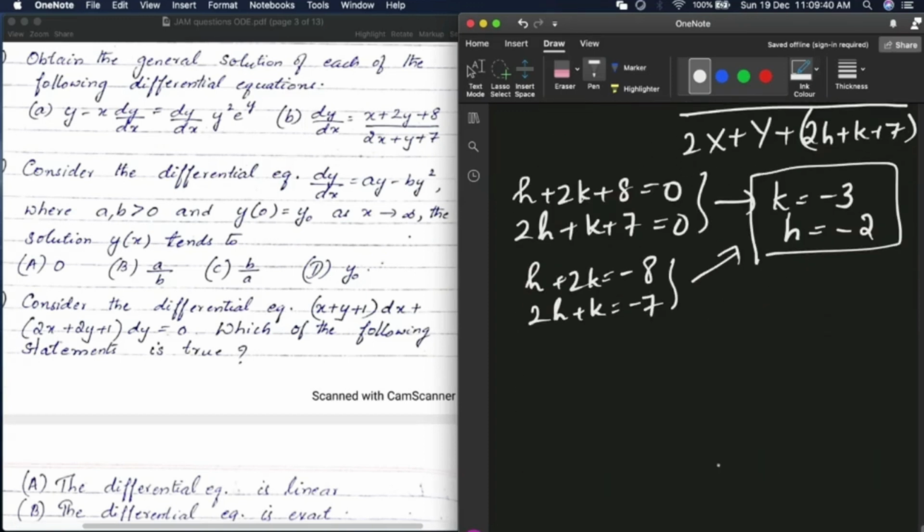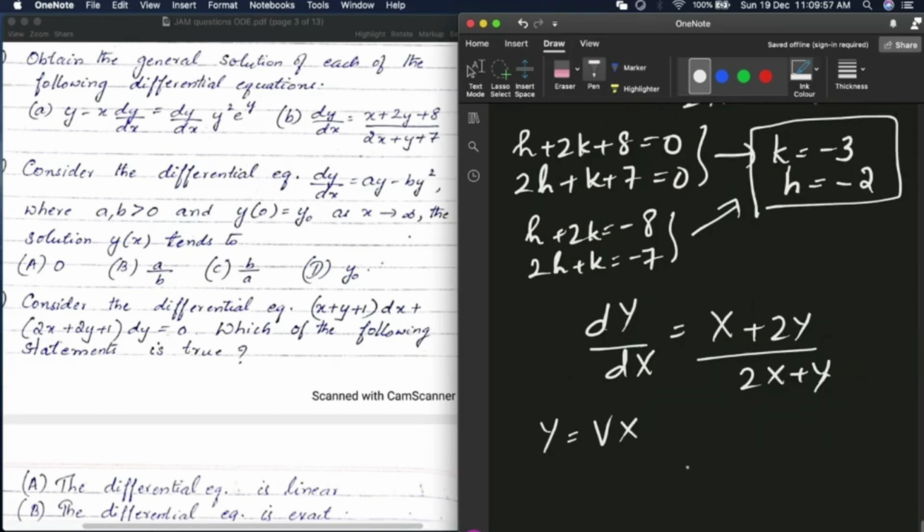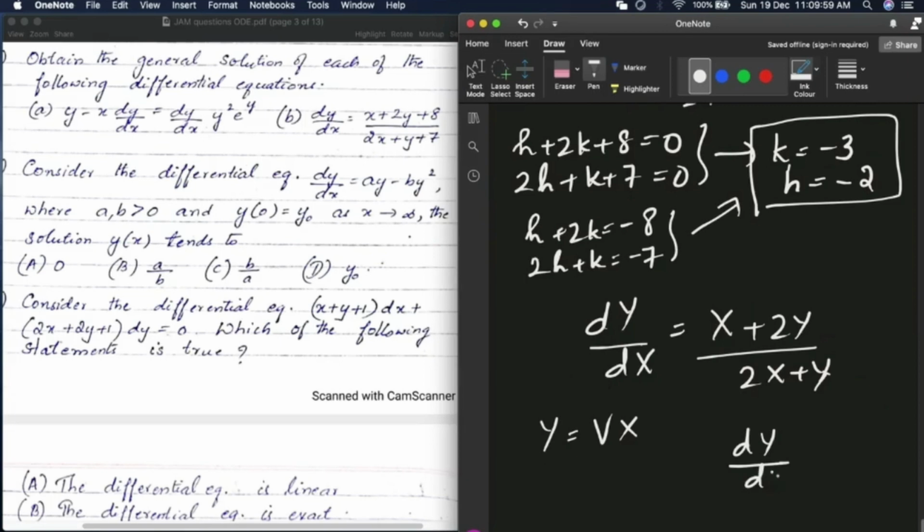This is only for resubstitution or back substitution that you're finding it and keeping. You're getting dy/dx is equal to (x plus 2y) by (2x plus y), which is homogeneous. So for homogeneous, there's a standard procedure that you know. You have to put y is equal to vx. So dy/dx becomes v plus x into dv/dx. Product rule.